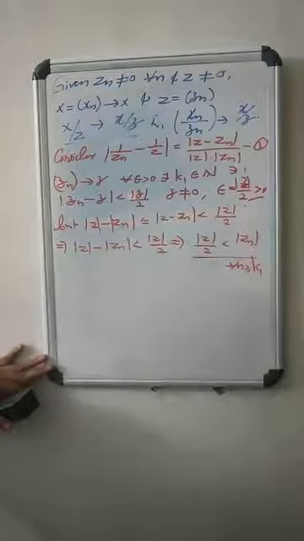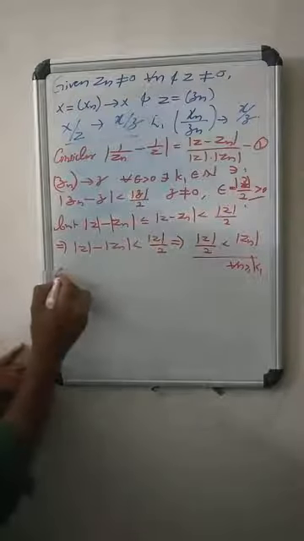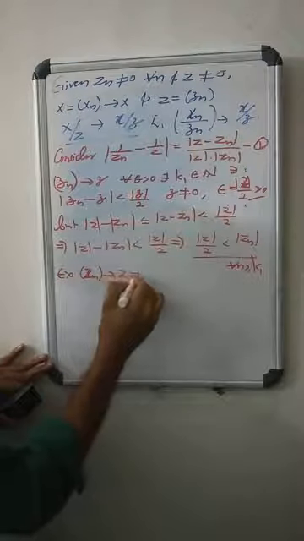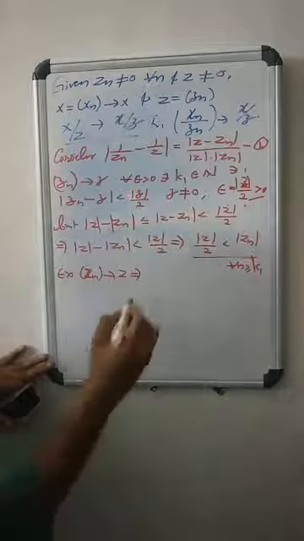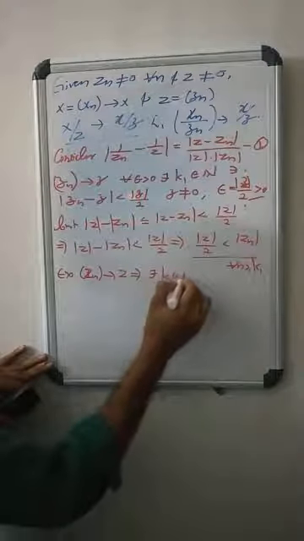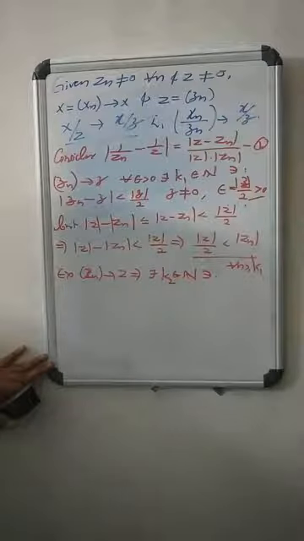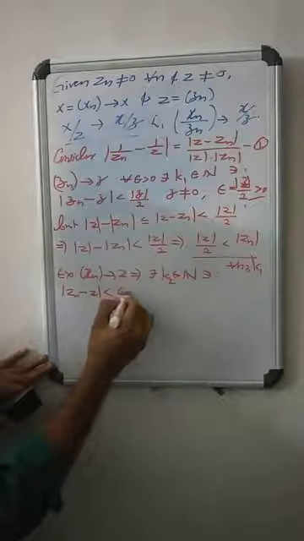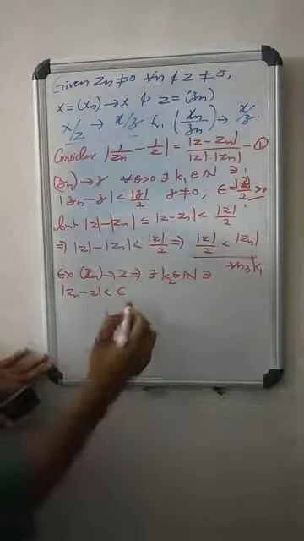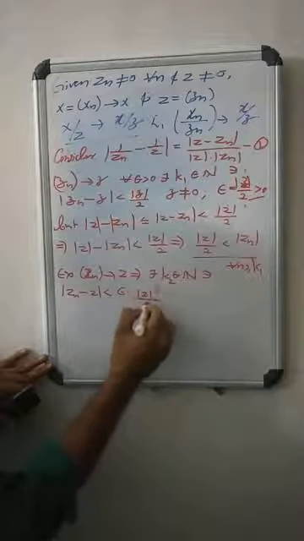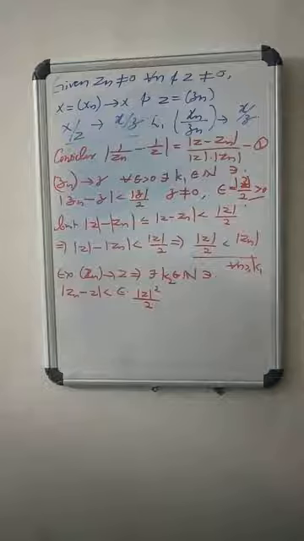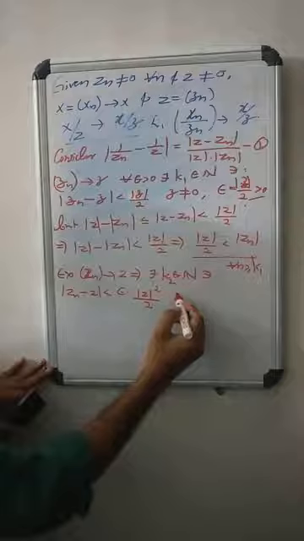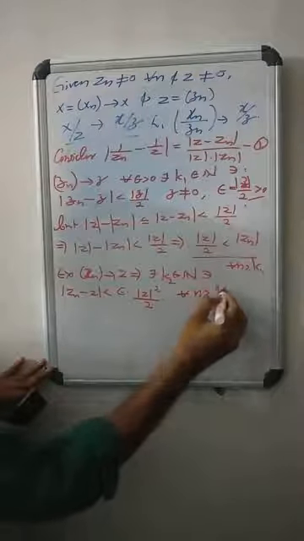Agreed? Okay. Now, if epsilon is positive, since the sequence zn converges to z, again that means there exists some natural number k2 such that modulus of zn minus z is strictly less than epsilon into mod z square by 2. Agreed? Since mod z is positive, mod z square by 2 is positive, and epsilon is positive, so mod zn minus z is less than epsilon into mod z square by 2 for all n greater than or equal to k2.